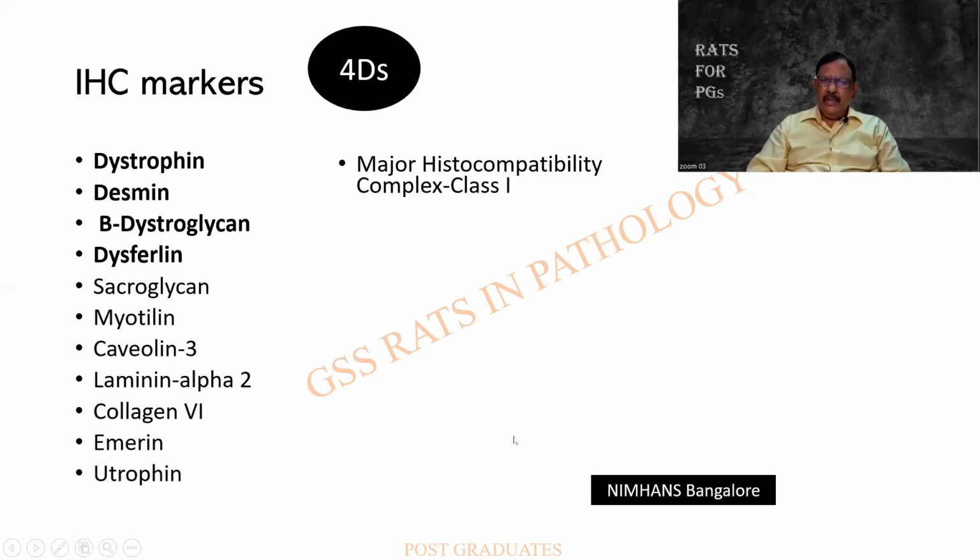What are the IHC markers? Nowadays you find that whenever you look, there is a panel, or rather a plethora, of markers for each and every condition. How can we remember? So I tried doing my best for you people. Remember 4 Ds: dystrophin, desmin, dystroglycan, dysferlin. 4 Ds. Then sarcoglycan, because sarco is associated with muscle, and myo is also associated with muscle. So these, I think, we can remember. The rest, if you can recollect, you are great.